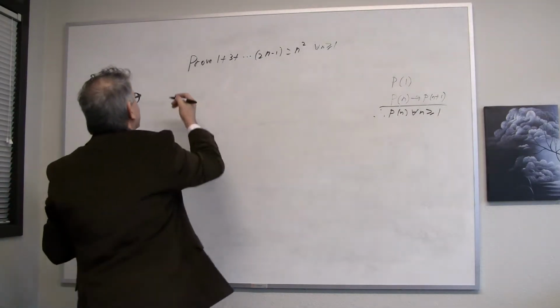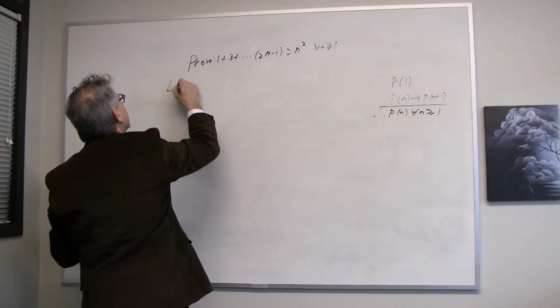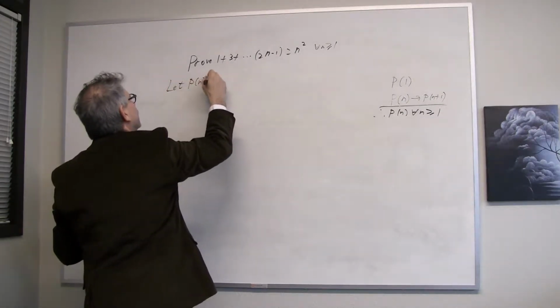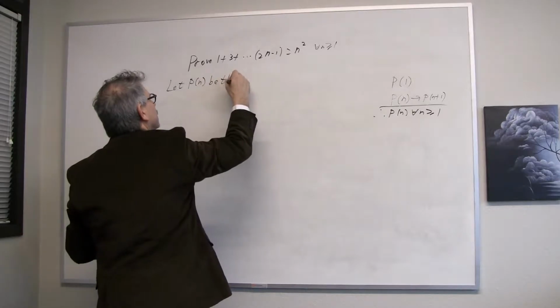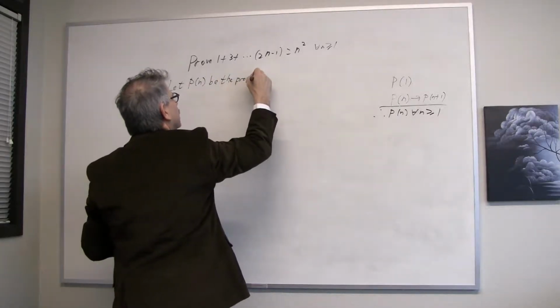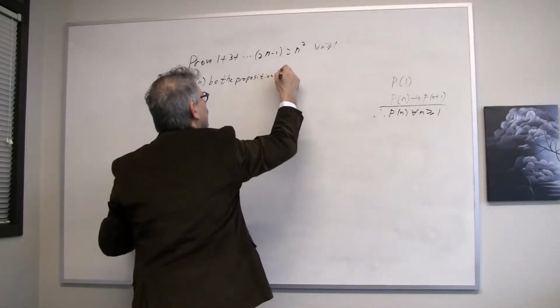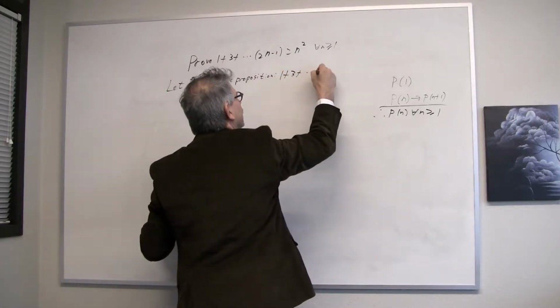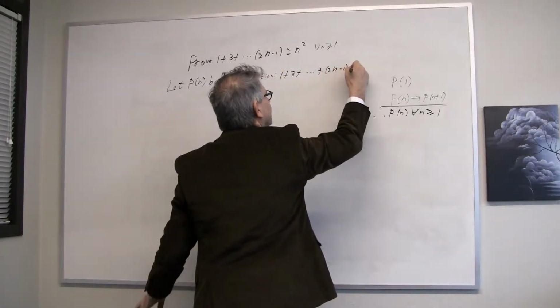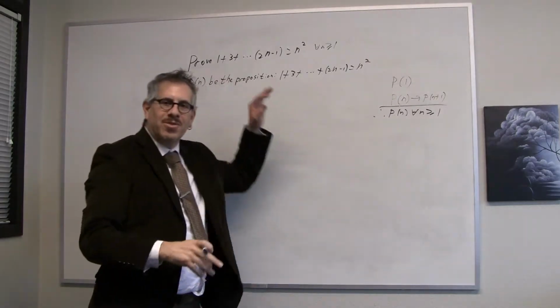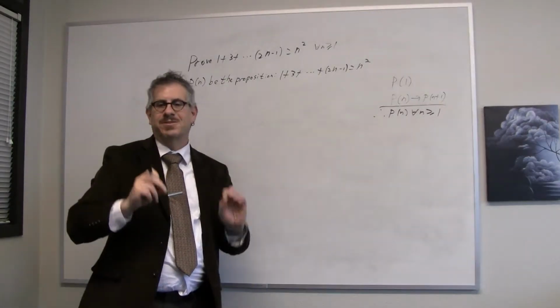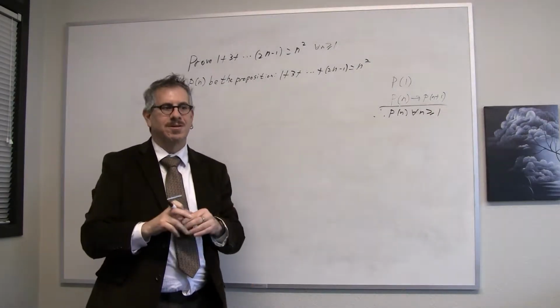First, we need a proposition. Let P of n be the proposition 1 plus 3 plus ... plus 2n minus 1 equals n squared. That is a proposition. It's a declarative statement which is either true or false.